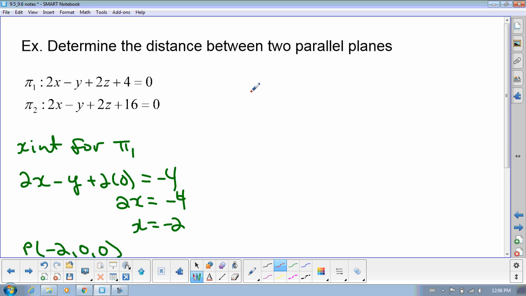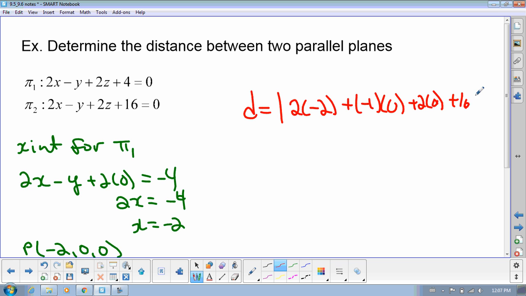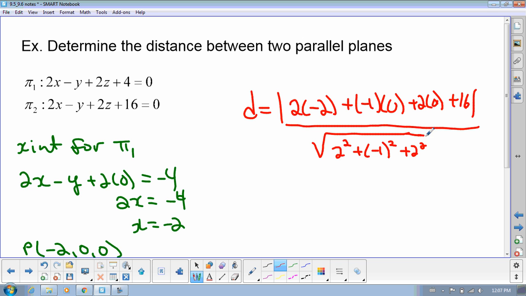Now that I have that point, I'm ready to go with my formula. So a is 2, x is negative 2, plus b is negative 1, y is 0, because that's the y coordinate of our point, plus 2 multiplied by 0, plus 16, all over square root of 2 squared plus negative 1 squared plus 2 squared. So when we do that, the numerator, we have negative 4 plus 16 gives me 12. 2 squared is 4, 8, 9. Square root of 9 is 3. So this one equals 4 units. You could use any point on one plane and use the other plane as your A, B, C, and D value. If you don't believe me, try it.